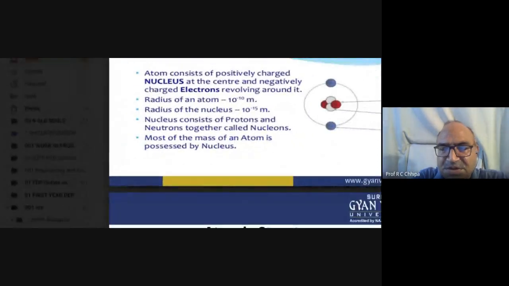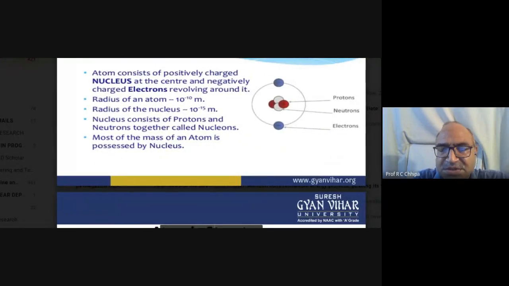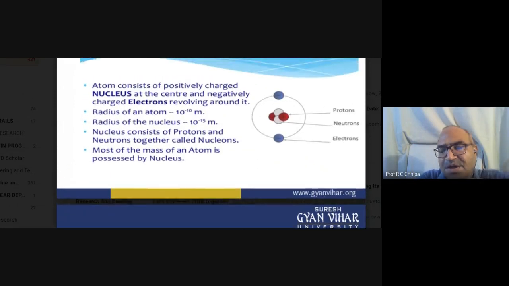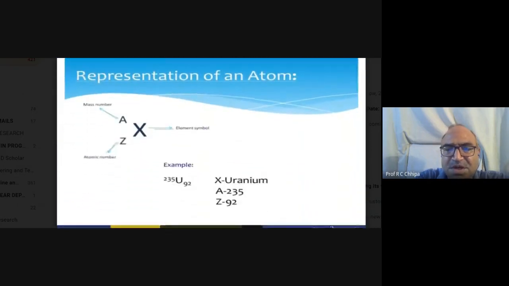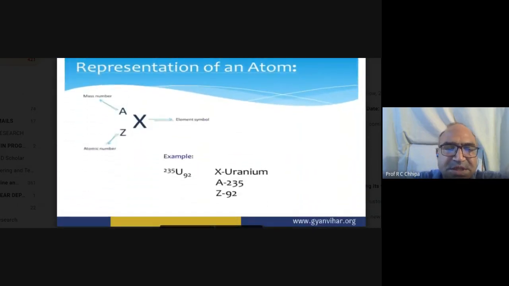This one is concerned with two protons, two neutrons and two electrons. This is related to helium. Helium itself is an inert gas, so helium contains two protons, two neutrons, and two electrons. Now, finally, this can be the representation of an atom.